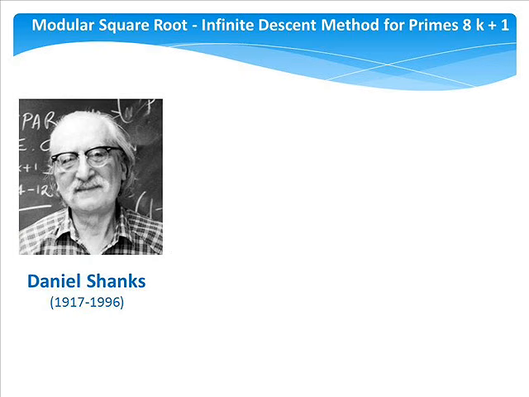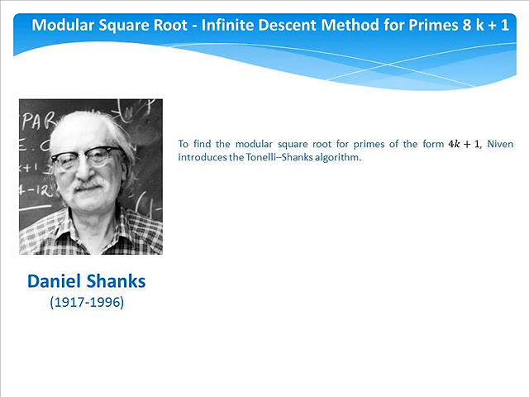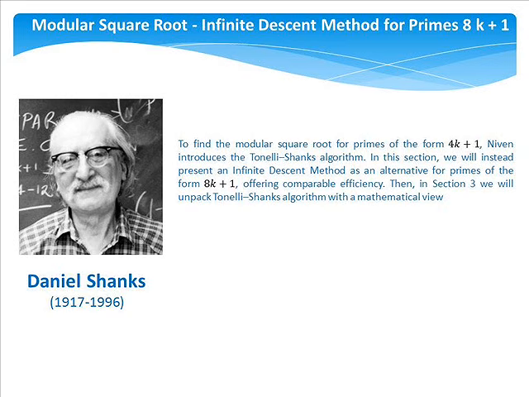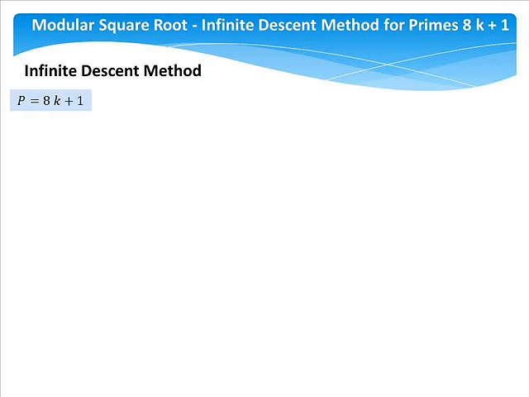To find the modular square root for primes of the form 4k plus 1, Niven introduces the Tonelli-Shanks algorithm. In this section, we will instead present an infinite descent method as an alternative for primes of the form 8k plus 1, offering comparable efficiency. Then, in section 3, we will unpack the Tonelli-Shanks algorithm through a mathematical lens, and later compare it with the infinite descent method. The infinite descent method begins by considering a prime 8k plus 1.